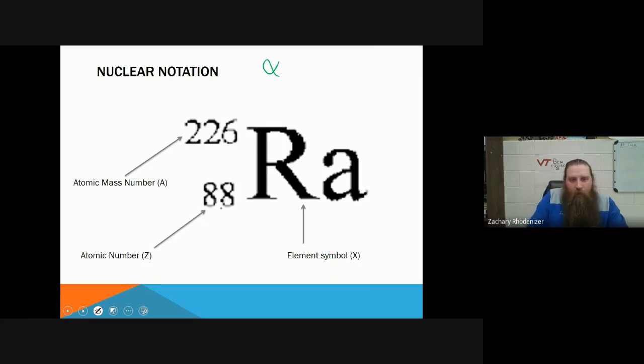So I told you that the alpha particle that Rutherford discovered, that he used in the gold foil experiment, was a helium nucleus, 4,2 He. That's how I wrote it in that other slideshow, in that other video. And so this is the nuclear notation for an isotope of helium.